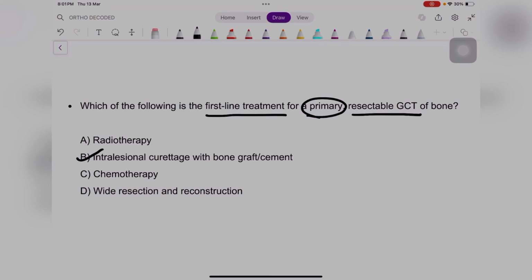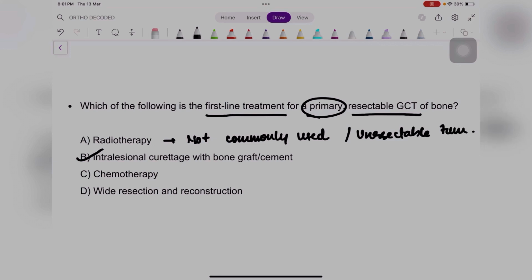So now we will try to rule out the other options and why they are not the answer of choice. Radiotherapy is not commonly used, but it can be used for unresectable tumors. So is chemotherapy an option? No. Why? Because it is not a malignant tumor.